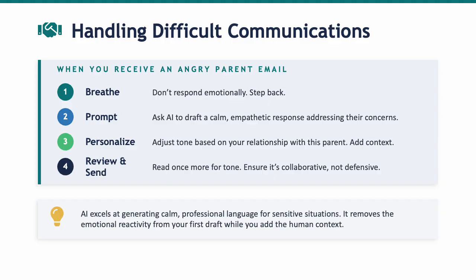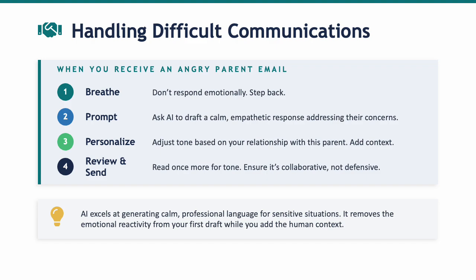Now, when we think about handling difficult communications, probably the most common one is receiving an angry parent email. And we should follow this 4-step process when we try to incorporate AI tools to our advantage. The first one is always to breathe. Never respond to an angry parent email emotionally. Take a step back. Second step is to prompt. Ask your AI tool to draft a calm and empathetic response addressing their concerns.